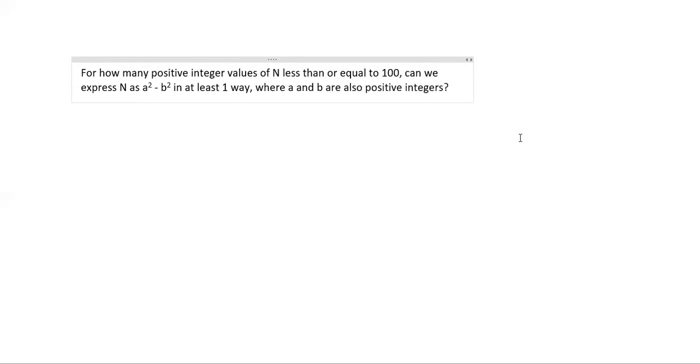So I hope you can give this a shot. Try this in whichever way you want to, either just brute force figure it out, or the things that we discussed today, you can use that. It will be very fast if you can understand and apply that.